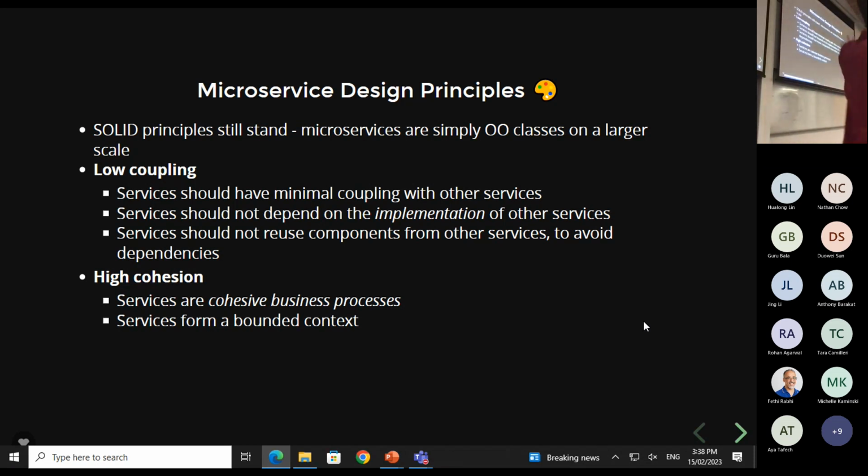L. This one doesn't apply as much to microservices. Yeah, Liskov substitution principle. I. This one's a bit harder. Yeah, interface segregation. And D, which is a huge one, is dependency inversion principle. What is the dependency inversion principle?